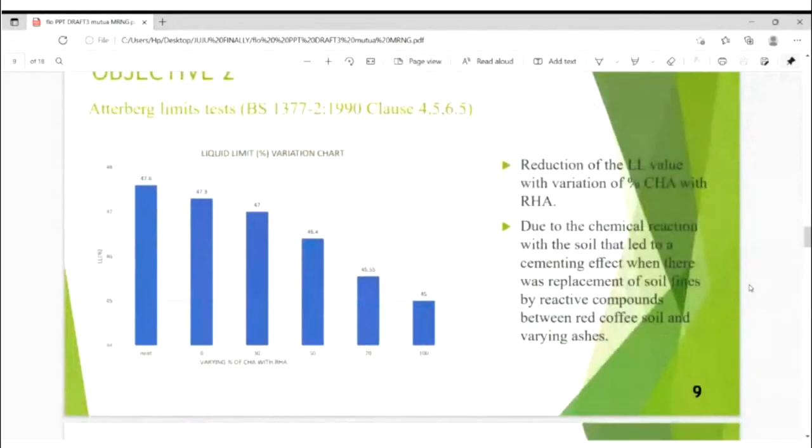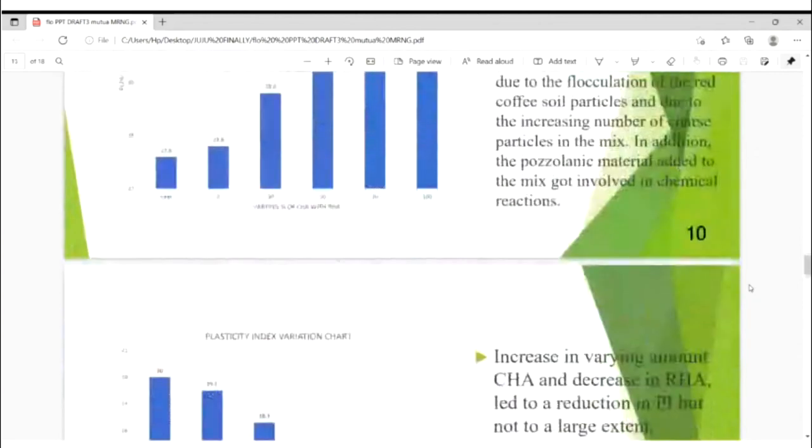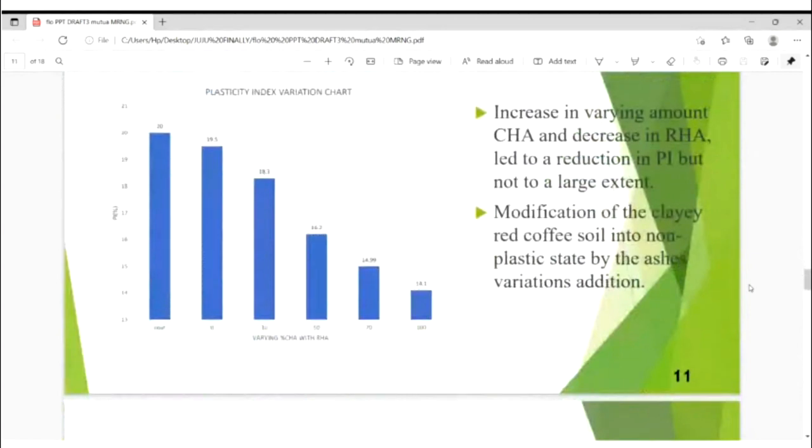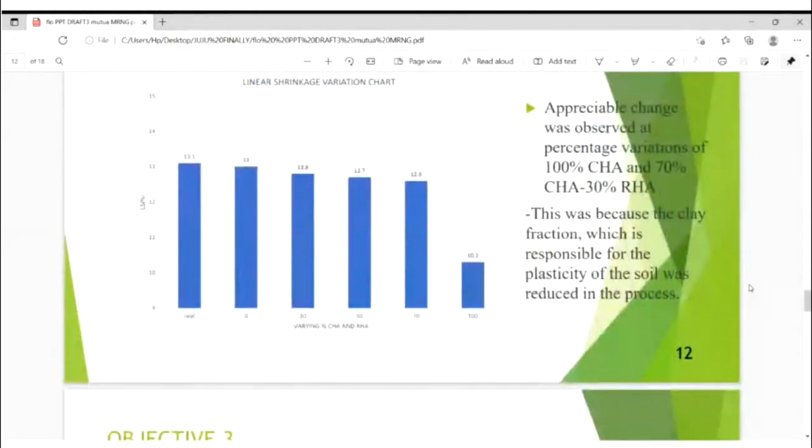So we found that with varying percentage of coffee husk ash with rice husk ash, there's reduction in the liquid limit value. Yes, we got to the plastic limit. We found that the increase in coffee husk ash and decrease in rice husk ash led to the increase in the plastic limit. We got to the plastic index. There's a decrease in the plastic index from 20, that's of neat soil, to 14.1. We got to the linear shrinkage. There's also change there, which is decrease.